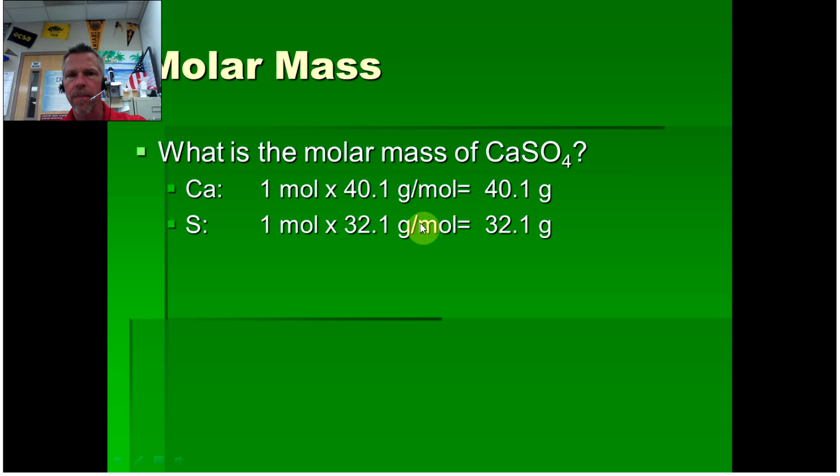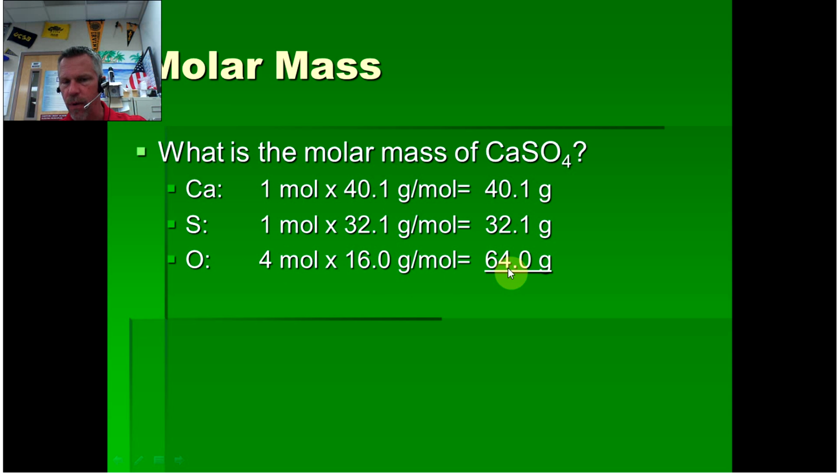Wait, where did this come from? Off the periodic table, that's right. So you look for sulfur, you'll see that its mass is 32.1 grams per mole, times 1 mole gives you 32.1 grams. Here's the interesting one. Oxygen, if you look at its mass on the table, it's 16 grams per mole, but we have 4 moles in our mole of calcium sulfate, so 4 times 16 is 64. All right, so now we're going to add these things together to come up with 136.2 grams per mole as the molar mass for calcium sulfate.